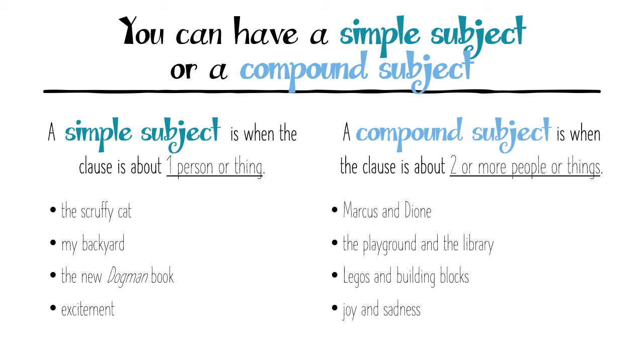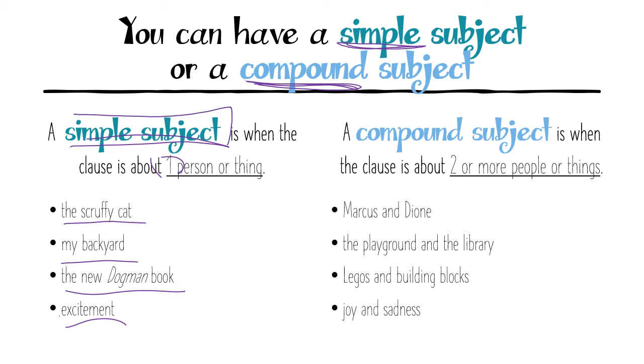So in clauses, there are 2 different types of subjects you're going to see. You're going to see a simple subject and a compound subject. Let's take a look at what each of these means. So the first one here, a simple subject, is when the clause is talking about only one person or thing. So examples could be the scruffy cat. My backyard, that's a place. The new Dog Man book, a thing. Excitement, an idea. All of these simple subjects, it's just one thing.